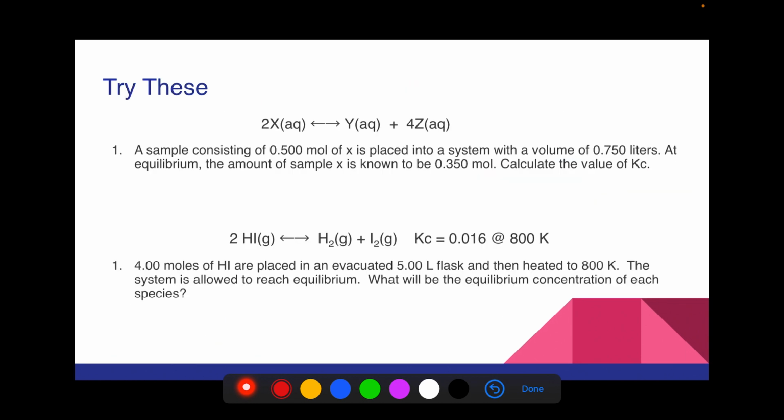Here's two examples to try on your own. Pause the video here and try each of these examples. There's one of each of the two types that we reviewed in this video. Also be mindful of the fact that in this case, I've given you moles and liters, not molarity. So you'll have to do some initial molarity calculations to get this started. When you come back, I'll reveal the answers.